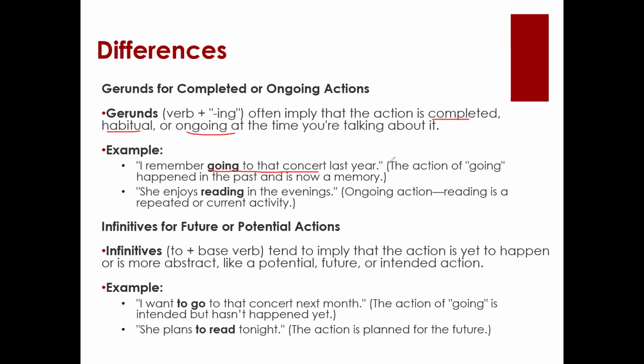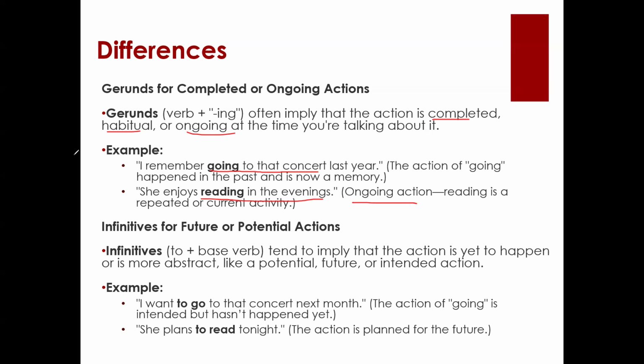You can see remember to go to that concert. That hasn't happened yet. Right. So unlike remember going, where the action has happened, when you say someone needs to remember to do something, it's a reminder, something that's going to happen in the future. So the second example, she enjoys reading in the evening. So this is talking about habits, which is ongoing action, habitual. So it is often used with adverbs of frequency, right? She often enjoys reading in the evenings. She often goes jogging before work, so on and so forth.